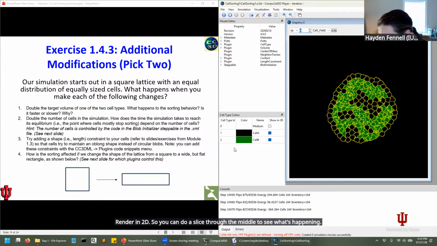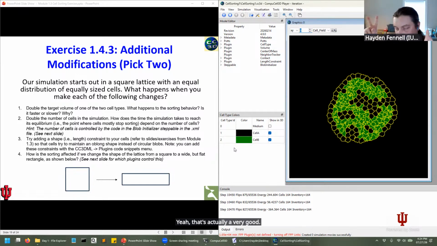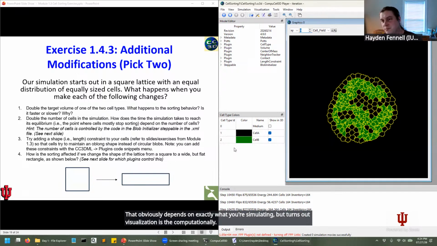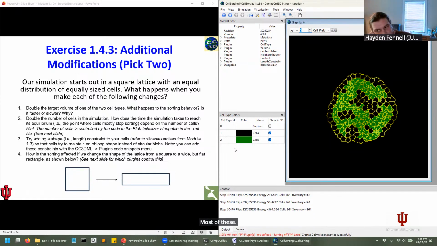Yeah, that's actually a very good point. When we say things take longer to run in 3D, what that usually means is it takes longer to render the visual, not so much that the simulation itself takes longer. That obviously depends on exactly what you're simulating, but visualization turns out to be the computationally expensive part of most of these simulations, not so much the actual math to move the cells around.